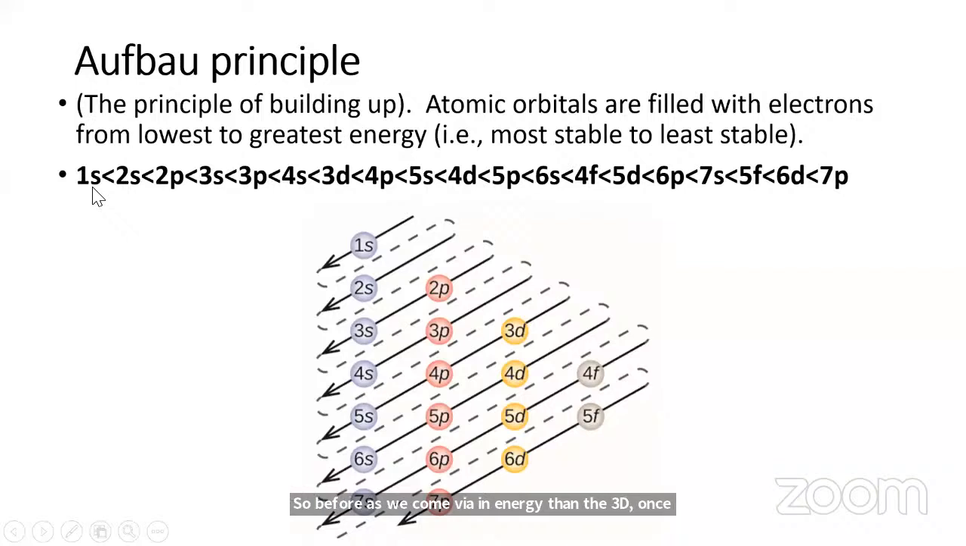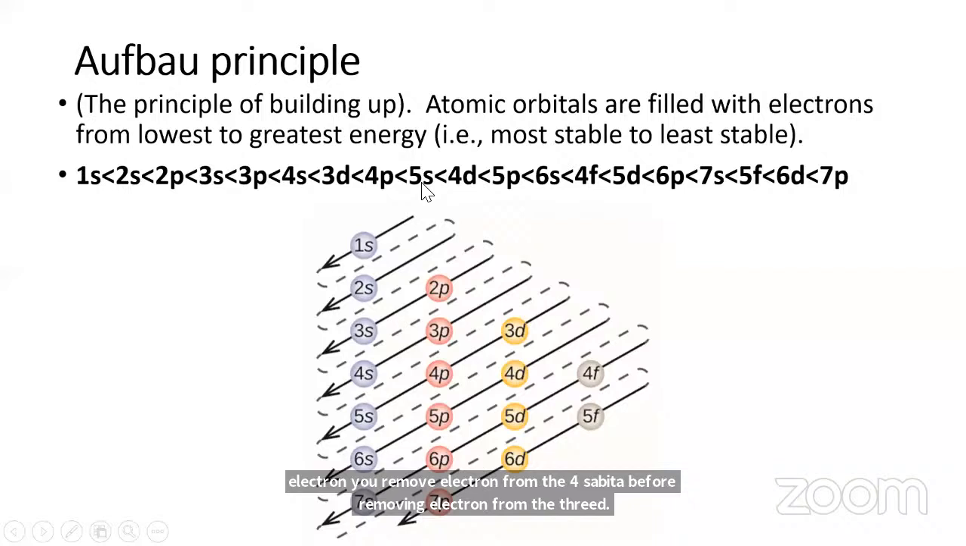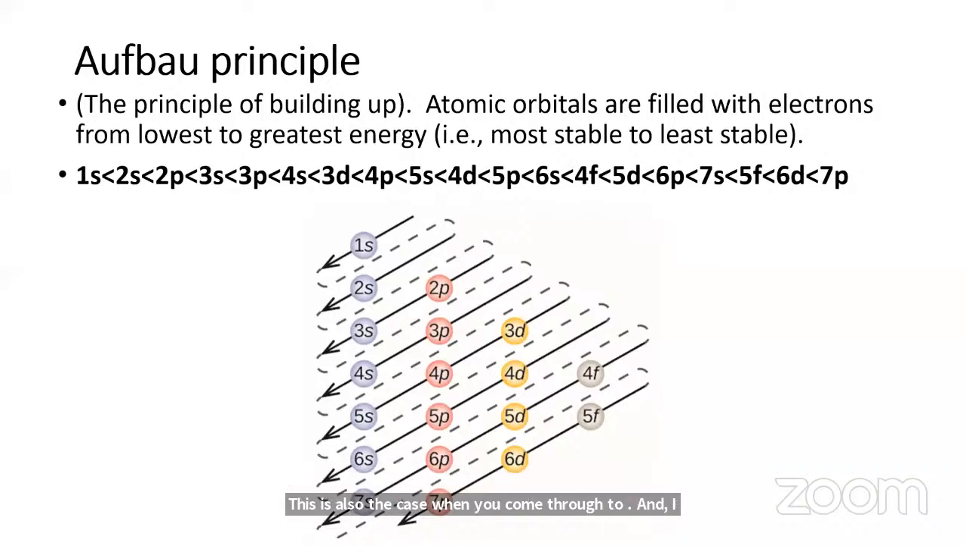But when you start the filling of the electrons, listen to me. You fill 1s, it will have 2 electrons. You fill 2s, the 2s will have 2 electrons. The 2p orbitals will have 6 electrons, 2 each. The 3s orbital will have 2 electrons. Now, the 3p orbitals will have 6 electrons, 2 each. The 4s orbital will have 2 electrons. Now, once you put 1 electron in the 3d and you have 3d1, the energy of the 3d becomes lower than the 4s. That is why when you want to remove electrons, you remove electrons from the 4s orbital before removing electrons from the 3d. This is also the case when you come to 4p, 5s and 4d orbitals. That is for your knowledge.